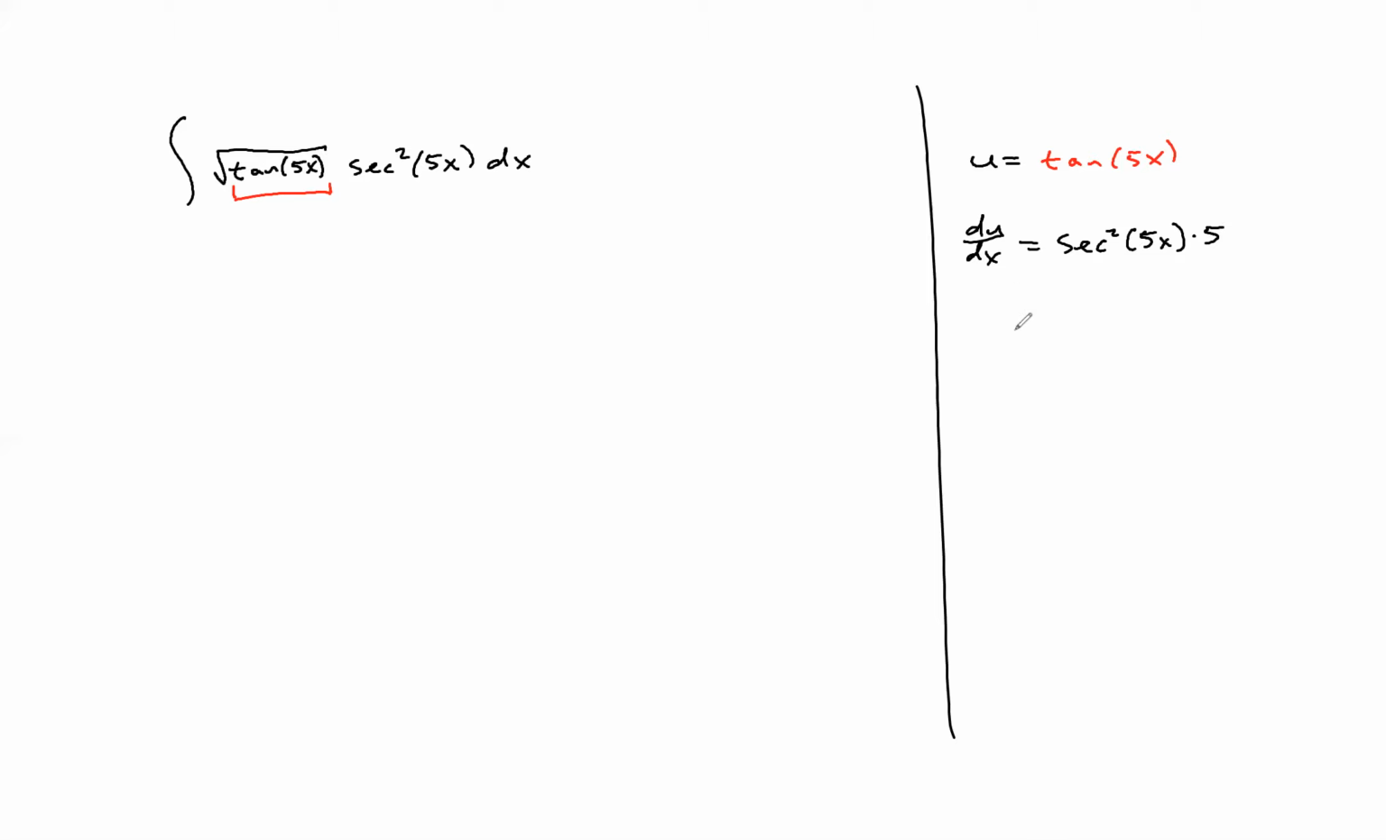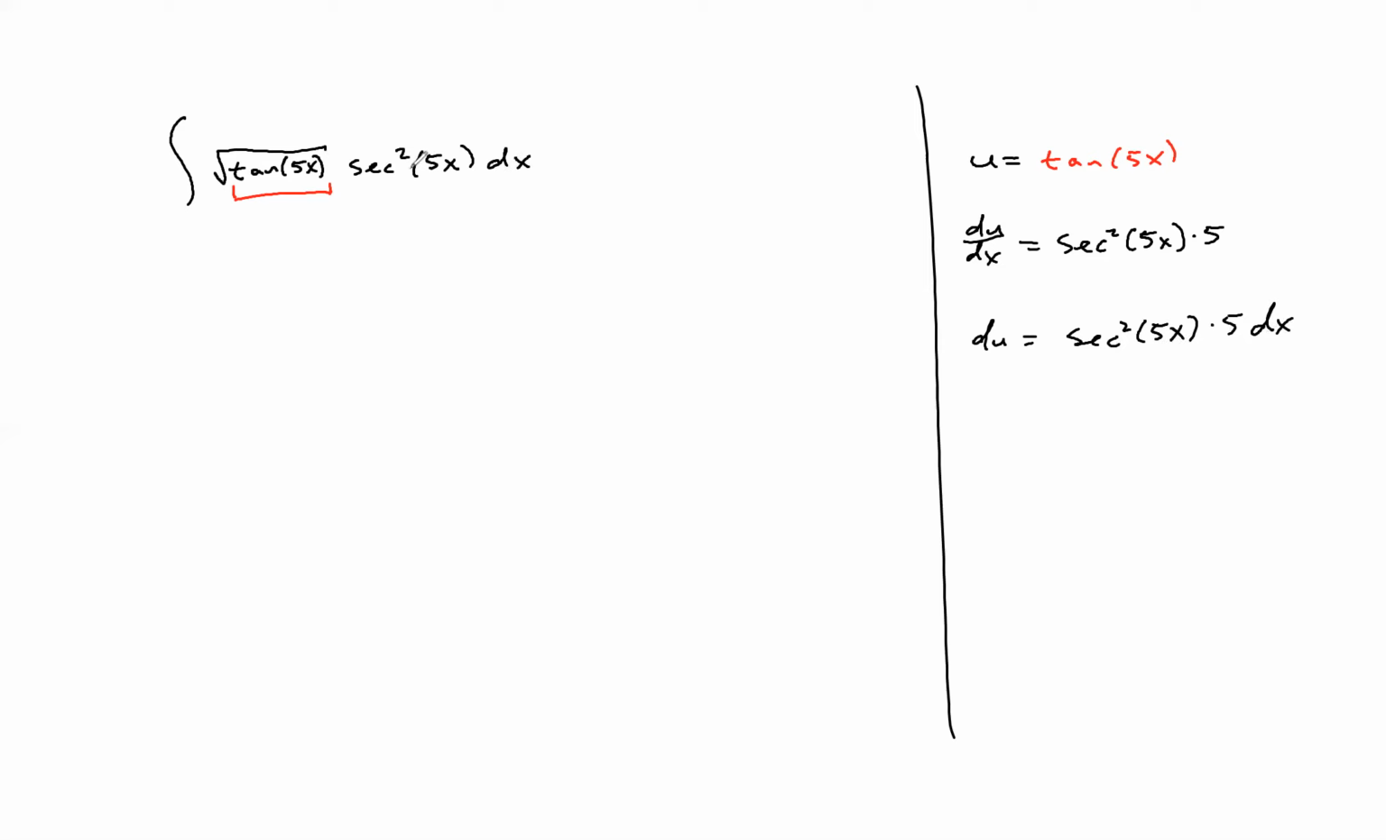And then, like you saw in the previous video, we like to move this dx over to the other side. So we write this as du equals secant squared of 5x times 5 dx. And right here, this tells me that I'm probably on the right track because I've got the secant squared 5x dx showing up over here, and I've got a secant squared of 5x dx showing up in my integral.